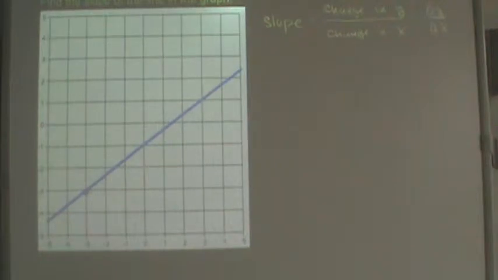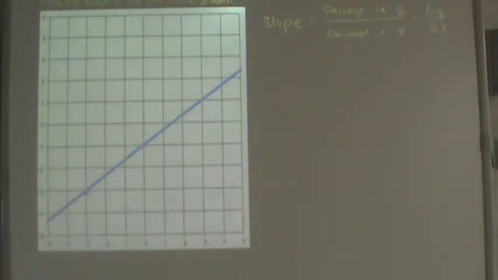So let's say we start at that point right there, and we want to go to another point that's pretty straightforward to read, so we can move to that point right there. We can literally pick any 2 points on this line. I'm just picking ones that are at nice integer coordinates, so it's easy to read. So what is the change in y and what is the change in x?